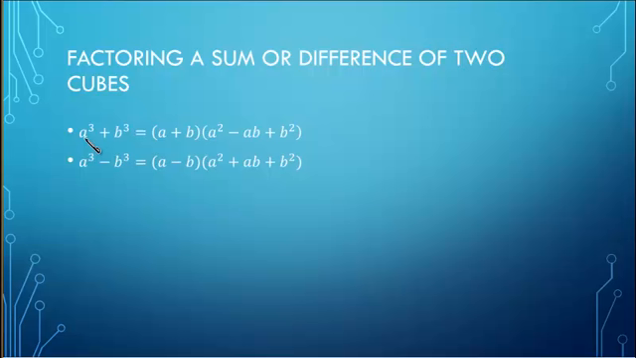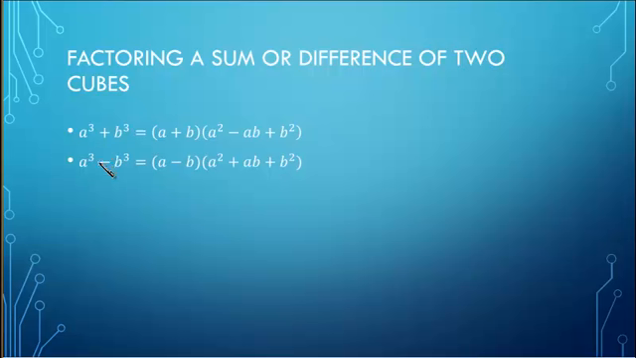Here we have a sum of two cubes, a cubed plus b cubed. Again, remember, a can represent more complex expressions. Anyway, a cubed plus b cubed can be factorized as a product of a plus b and this trinomial, which is a squared minus ab plus b squared. So notice, if this is plus, this is minus.